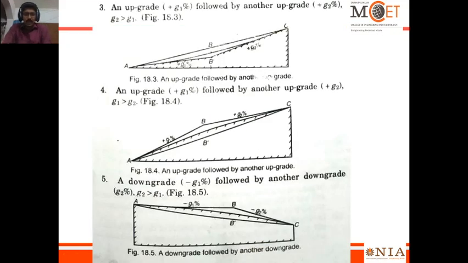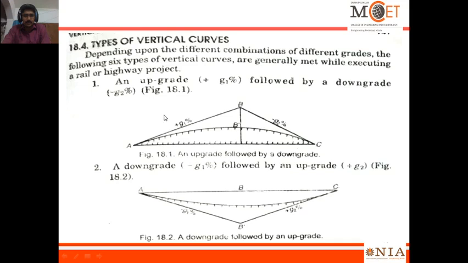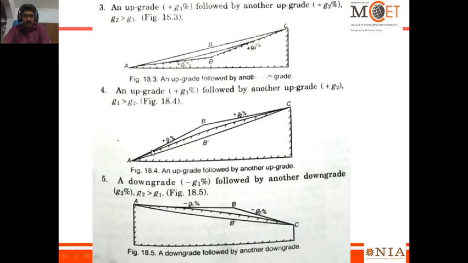The third one is an upgrade followed by another variant upgrade, right? So this is also possible. And the fourth type is an upgrade followed by another upgrade in a different manner. See, compared to this way, here also it is an upgrade but a little bit down, but it is also an upgrade. Similarly, the contrast will come, a downgrade followed by another downgrade.